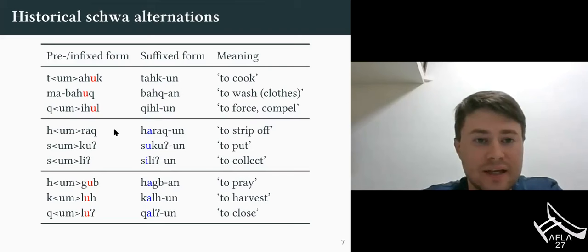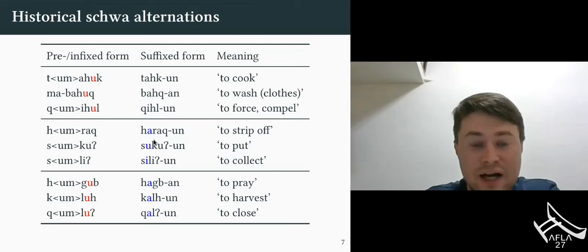And the second set shows kind of the opposite. We have two CVC syllables here in the infixed form. But when it's suffixed, a vowel surfaces. The vowel is predictable. The vowel is different, but it depends completely on the following vowel. So it just copies the following vowel here. So for harakun, the initial vowel just completely copies the following vowel, and so on. Like the same for the other words.